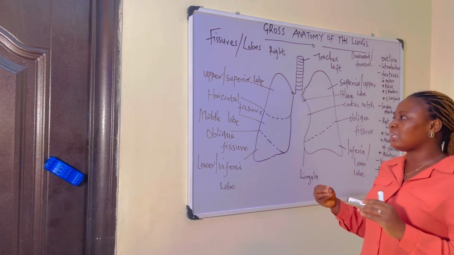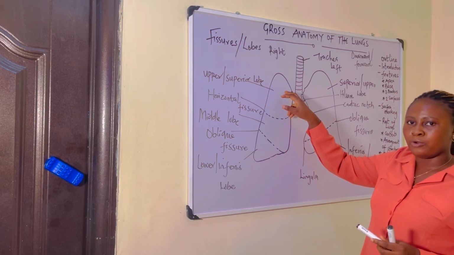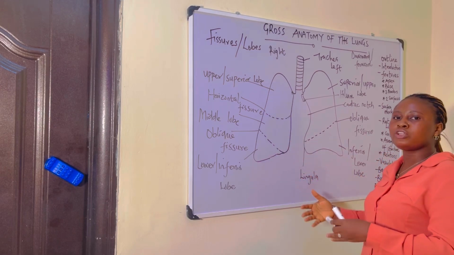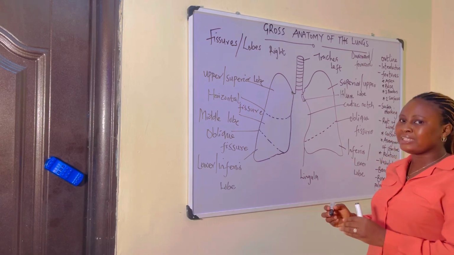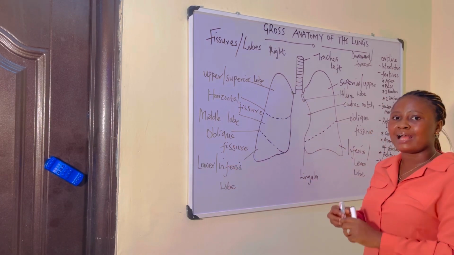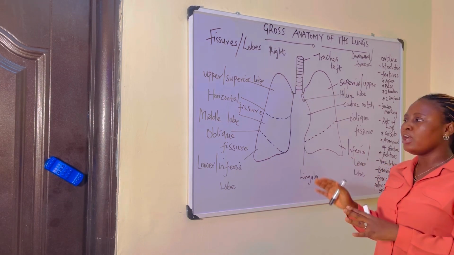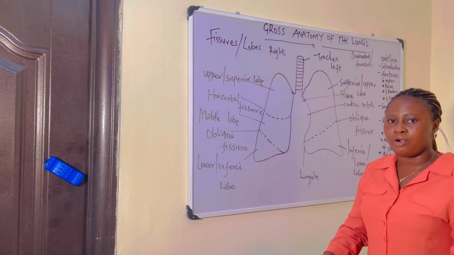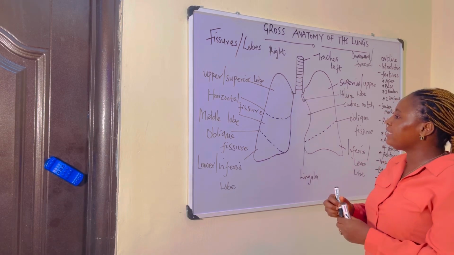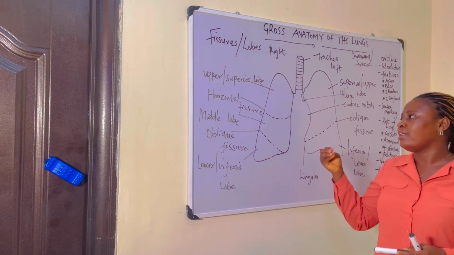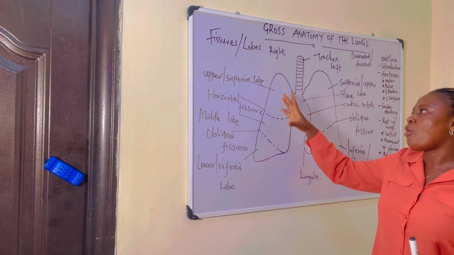Now this horizontal fissure tends to separate a wedge-shaped middle lobe from the superior or the upper lobe. So that's what the horizontal fissure does, and it runs horizontally, just as the name implies, at the level of the fourth costal cartilage to meet the oblique fissure at the mid-axillary line. So that's how the horizontal and the oblique fissures run, okay? Do you understand? And it tends to separate the wedge-shaped middle lobe from the upper or the superior lobe.